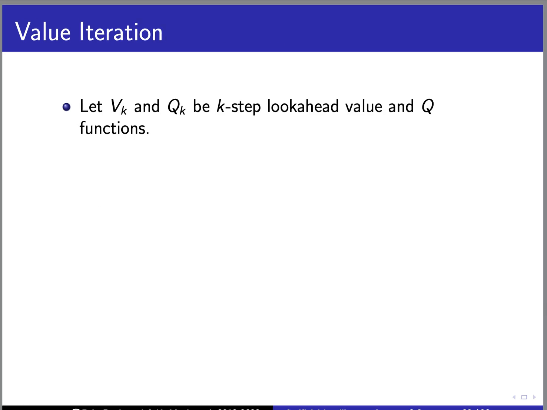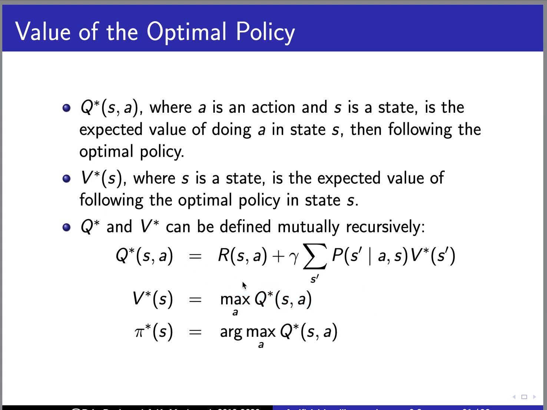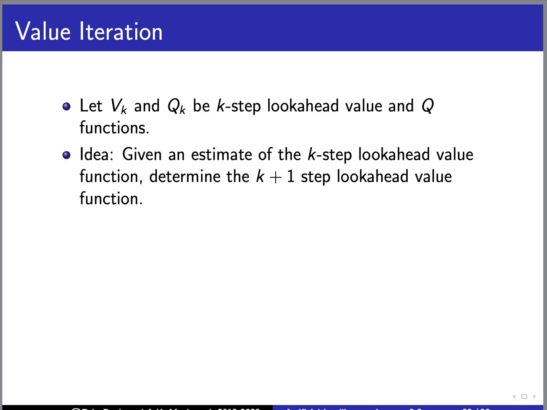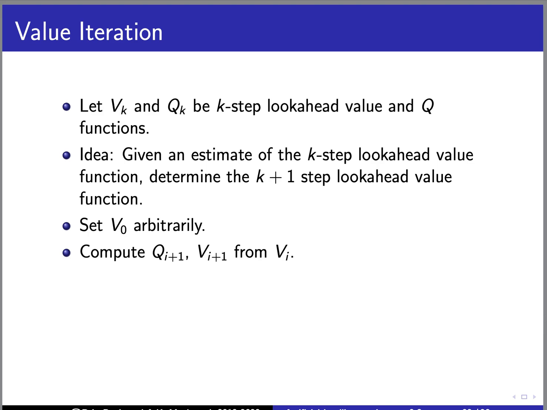Okay, and now here's an algorithm. We're just going to run through this, basically go backwards through time, and try to work out what's going on. We're just going to keep repeating this. So we're going to let V_k be what's called the k-step look ahead value and Q functions. So given an estimate of the k-step look ahead function, we're going to determine the k plus 1 step look ahead function. Okay, so we're going to set V0 arbitrarily, and then we're going to compute the following one, Q_{i+1} from V_i.